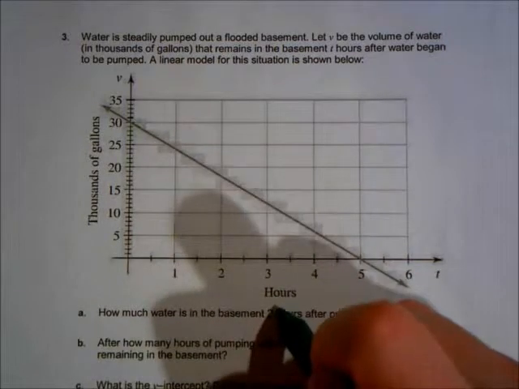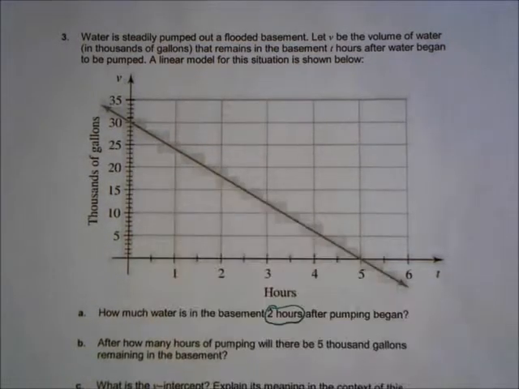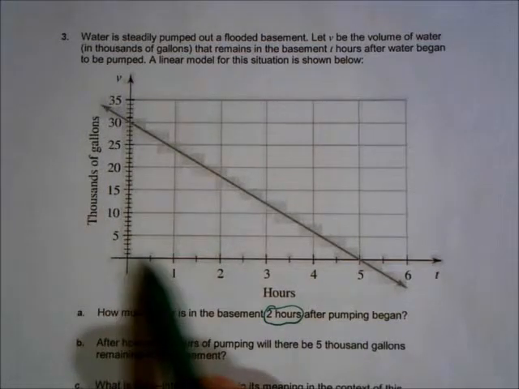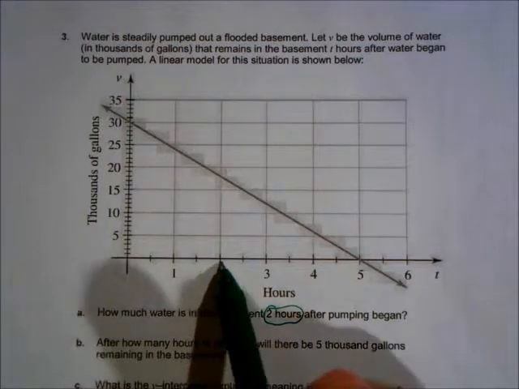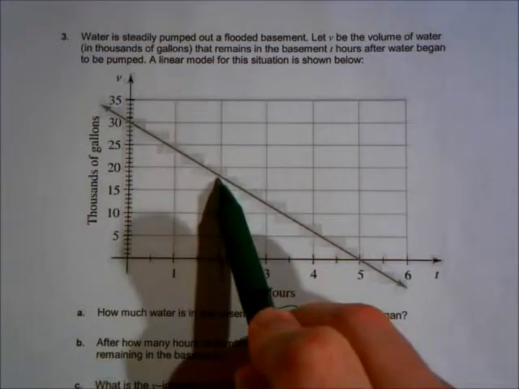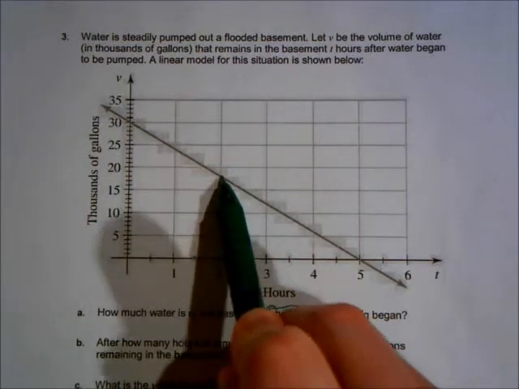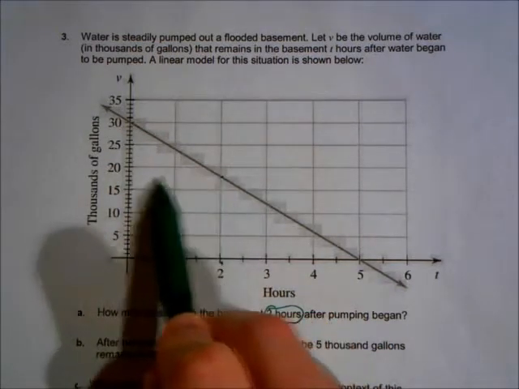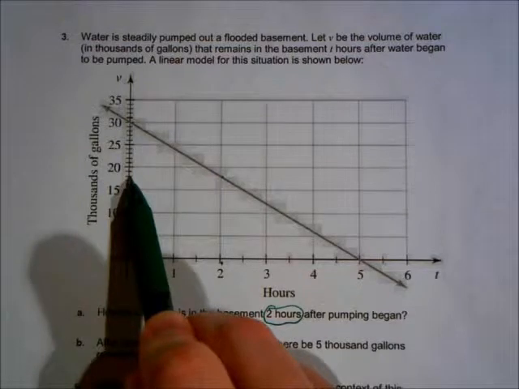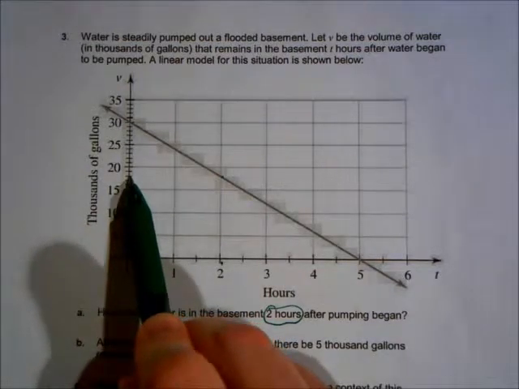So they've given me 2 hours. So I go to 2 on my hours axis, and I go up. And, you know, we make our best guess here. It looks like, come over here, 18 would be a reasonable answer. If you put 17, that would also be a reasonable answer. 19, anything in that region would be a reasonable answer. You don't always get an exact.